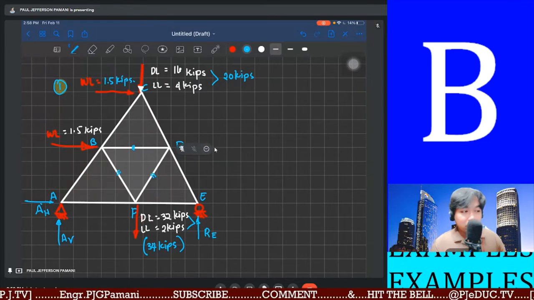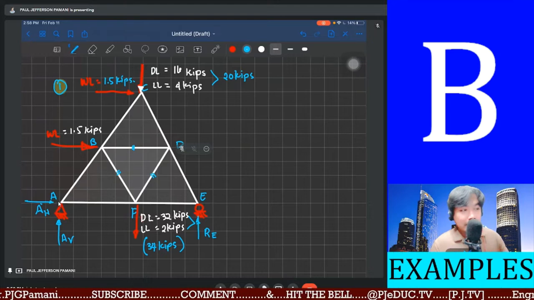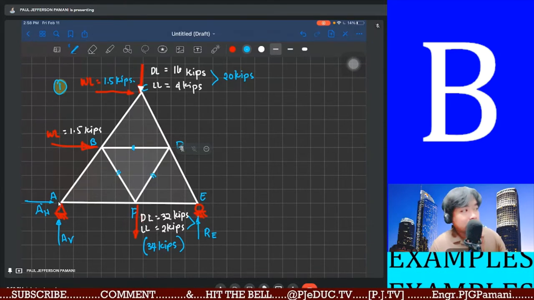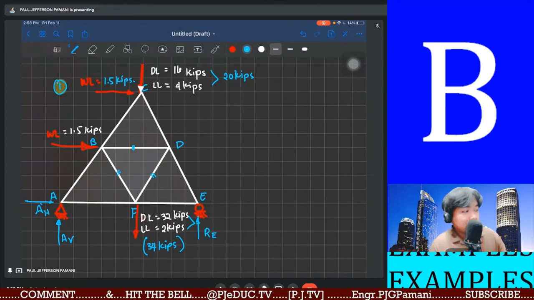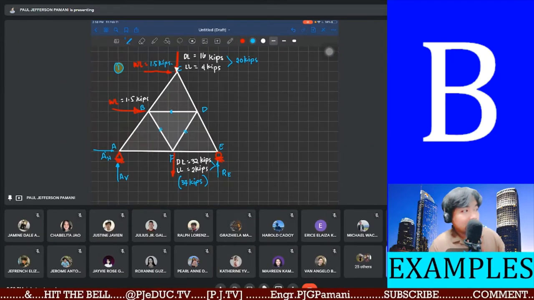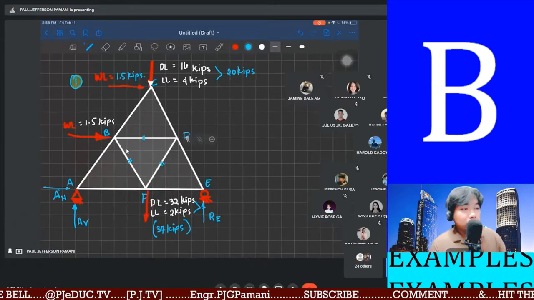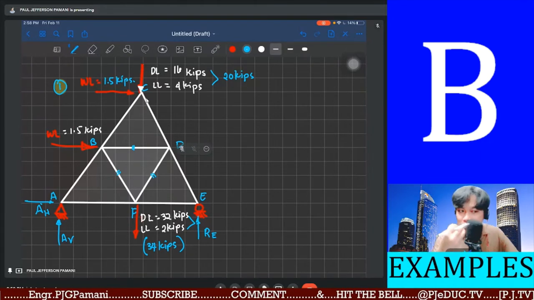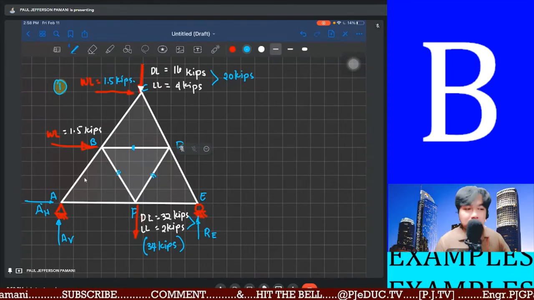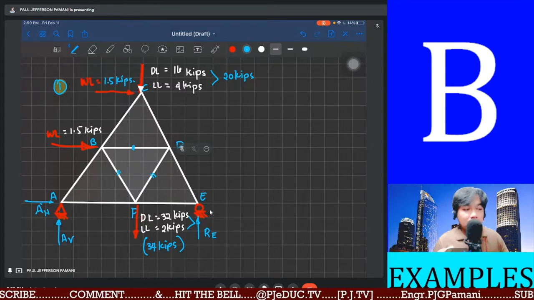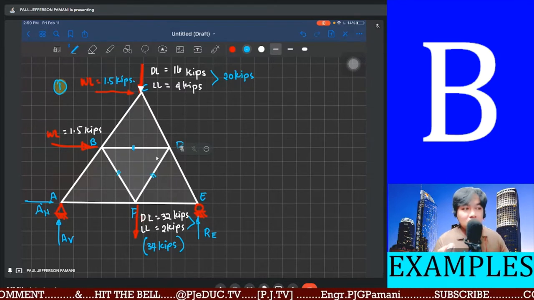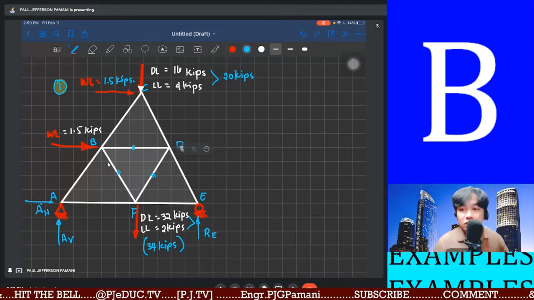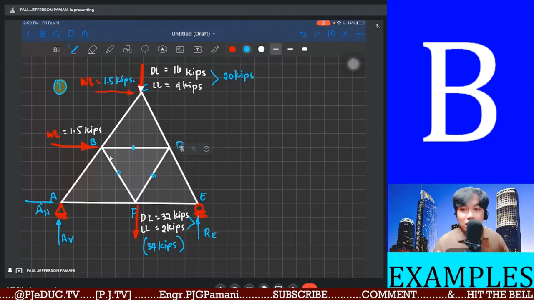Saang joint? Sige po. Those are joint A, joint E, and joint C. Right? So can we immediately solve the bar forces AB, AF, FE, DE, CD, and BC? Pwede na ba natin silang i-solve ngayon na agad-agad?